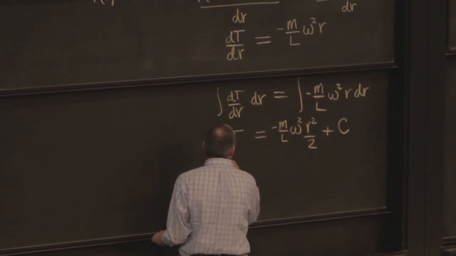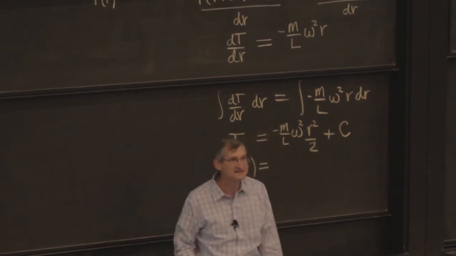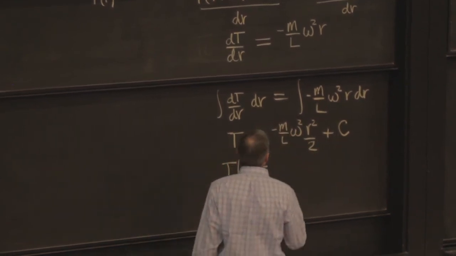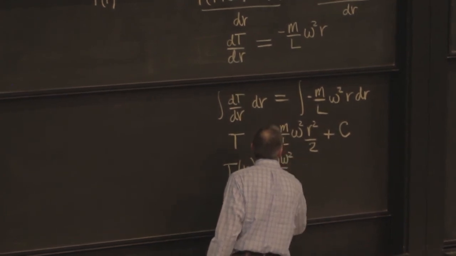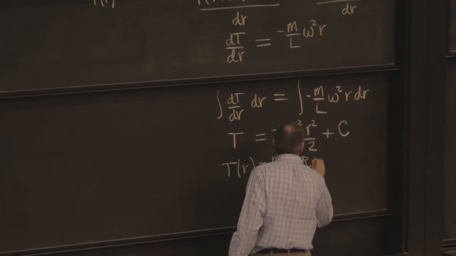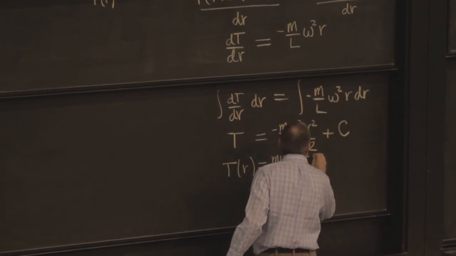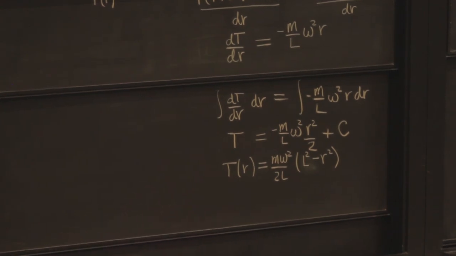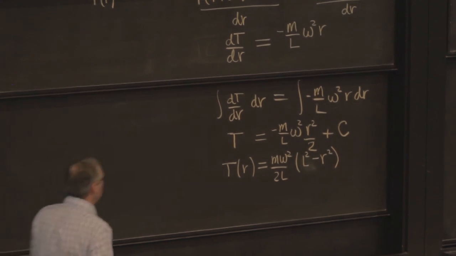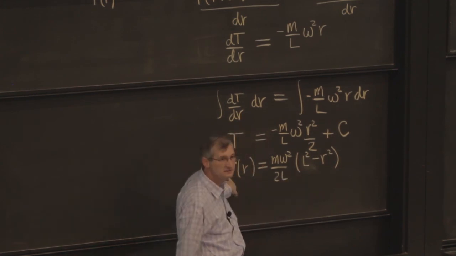So T of r must be equal to, how am I going to plug in C so the tension goes to 0 at L? I'm pulling out a bunch of common factors: m omega squared over 2L times, oops, that's supposed to be L squared minus r squared. So I wrote my constant C in a way that factored out a whole bunch of common stuff so that it's clear when r is equal to L the tension goes to 0.